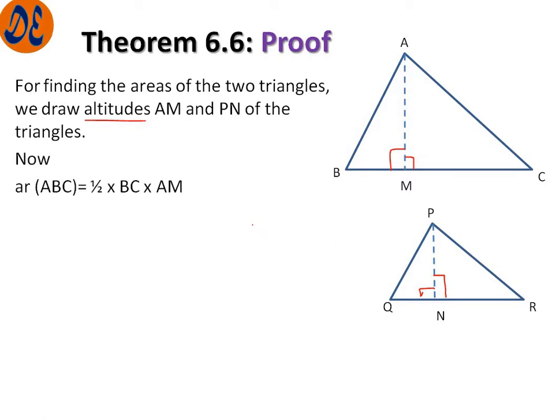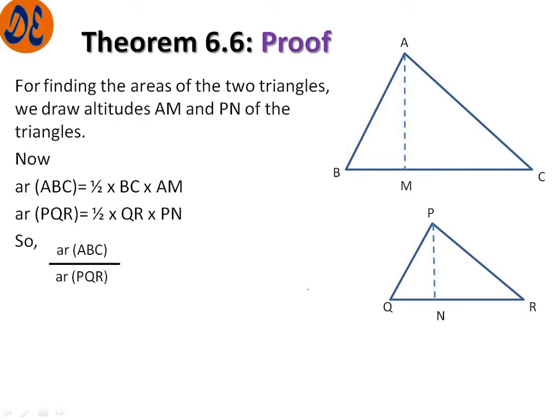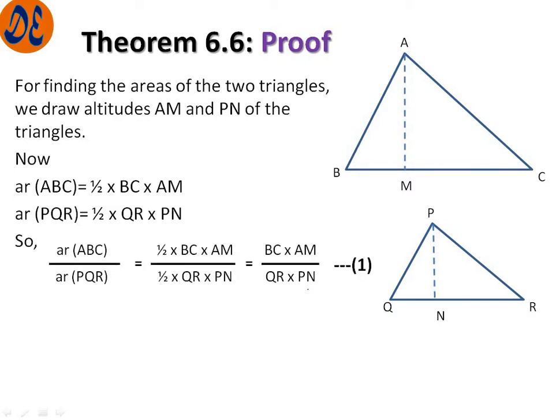Now what will be the area of ABC? Half into base into height. AM is the height here and BC is the base. So area of ABC is half into BC into AM. Similarly, area of PQR will be half into QR into PN. That gives us the area of both the triangles. If you find the ratio of both, it is simple: just this one divided by this one. Now half and half are the same, so they cancel.